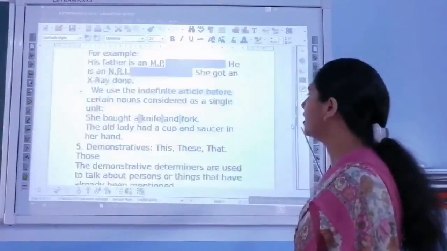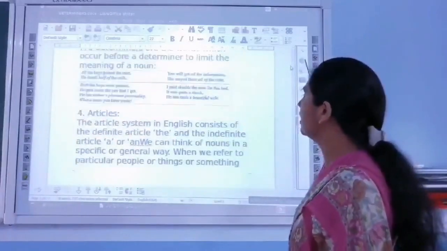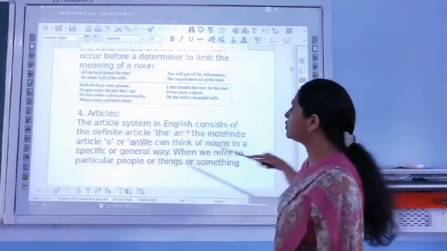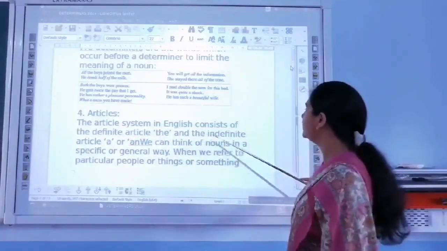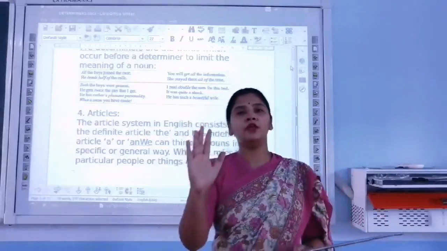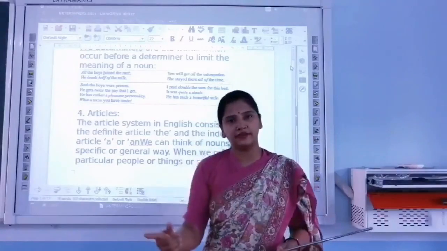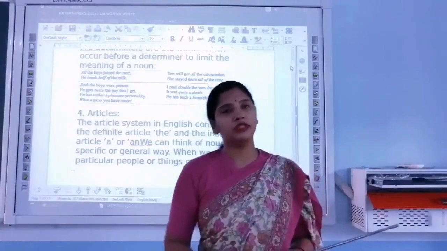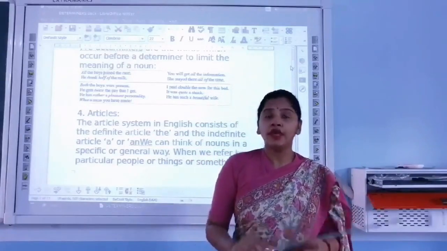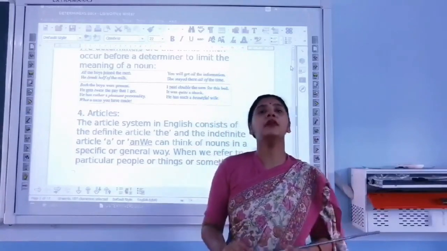Now we are going to learn about the articles. The article system in English consists of the definite article the and the indefinite article a or an. Always remember, bifurcate in your mind only two things. There are two types of article. One is definite, second is indefinite. For the definite we have to use the. For the indefinite we have to use a or an. Where we have to use a or an, always remember, before a countable noun.